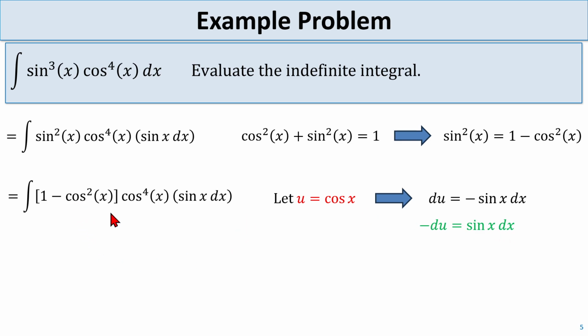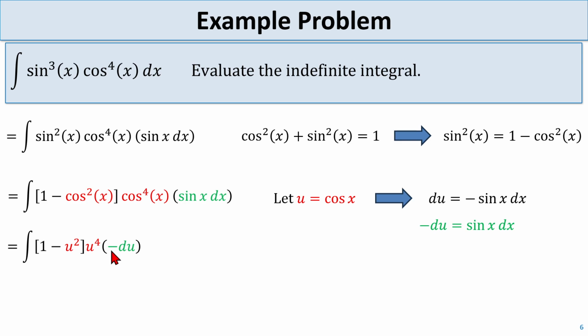We can now replace the cosines with u's, and this expression, sine of x dx, with negative du. So we go ahead and make these substitutions. Cosine squared turned into u squared, cosine to the 4 turned into u to the 4, and this expression turned into negative du.